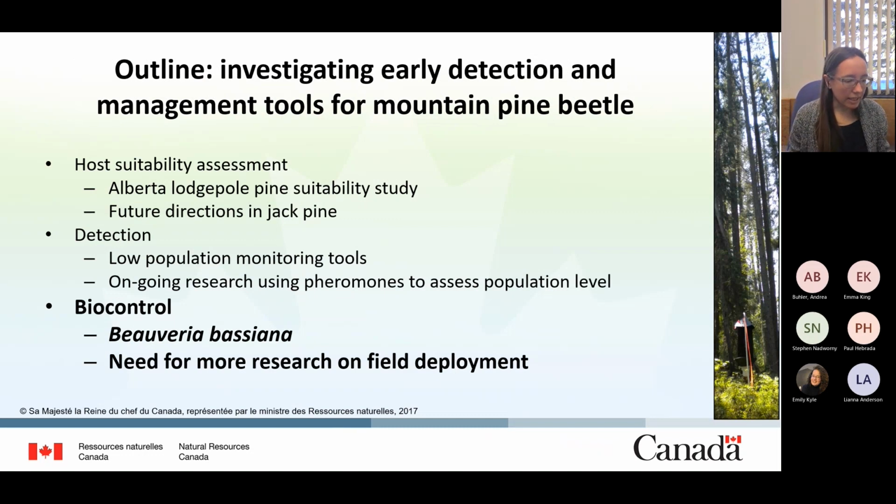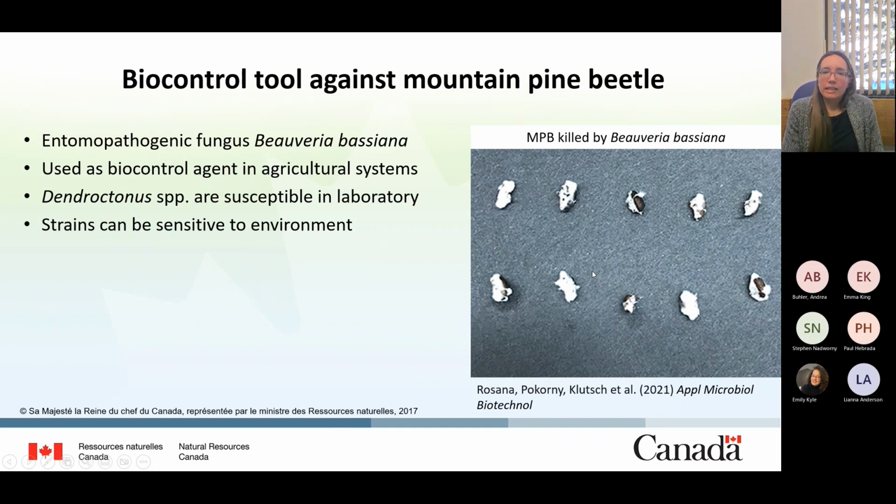And finally, I want to talk about Beauveria. So it's a biocontrol agent. This is work that was done at the University of Alberta. I'm just going to present the lab portion, but there was an ongoing field portion to it also.